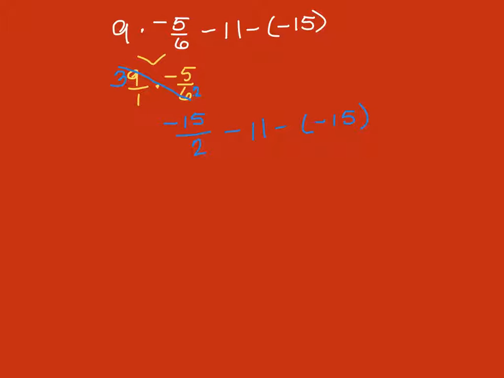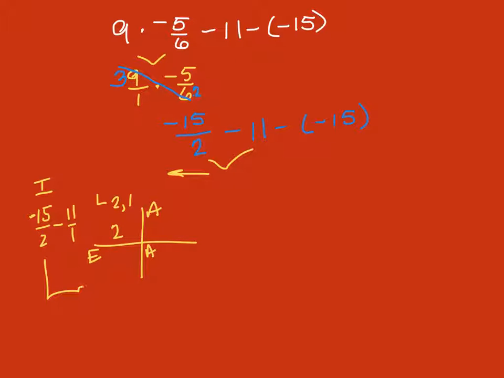Now, I only have subtraction left, but I do need to go in order from left to right. So here I am. That's the first thing I'm going to do. I'm going to come over here to the side. I am going to use my organizer. I love eating apples and avocados. The I is negative 15, my improper fractions, over 2 minus 11 over 1. That, of course, is also an improper fraction. My least common multiple of 2 and 1 is 2. So that means both of these need to come down here. And I'm going to have negative 15 over 2.